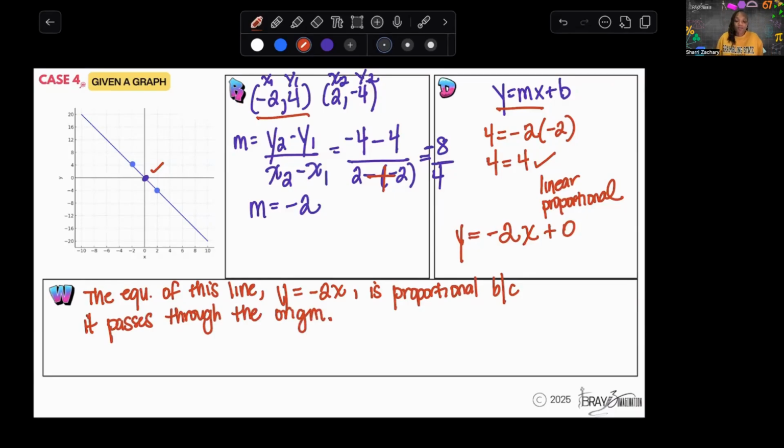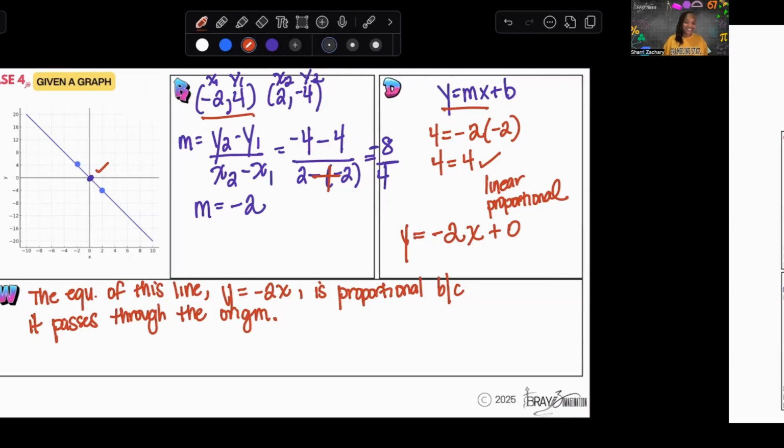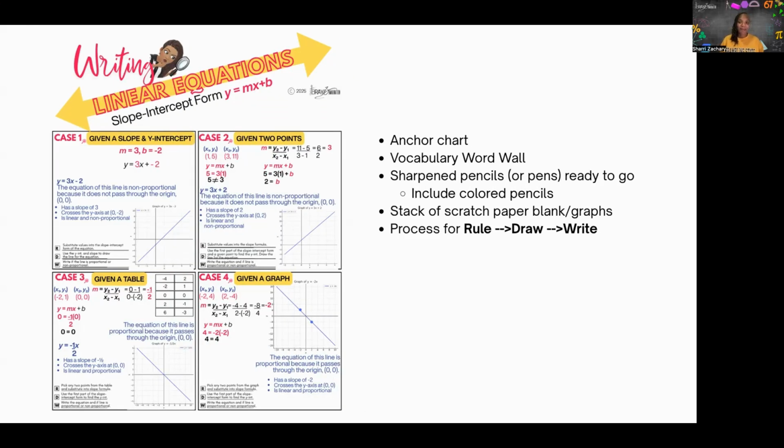So to recap this problem, we have a slope of negative 2. We have a y-intercept of 0, 0. And because it passes through the origin, it is not only linear, but it is proportional. Case closed.